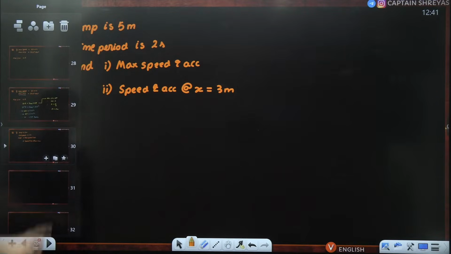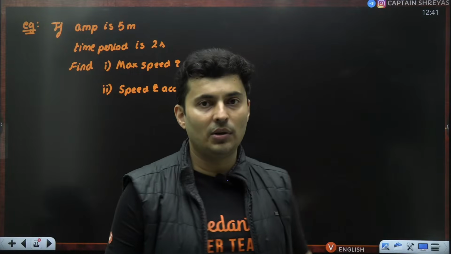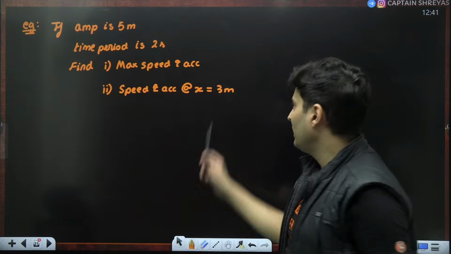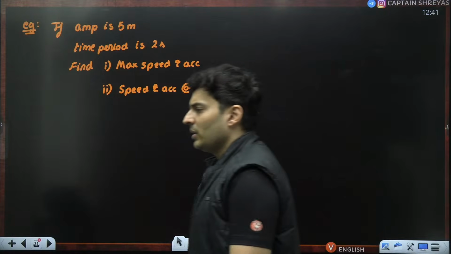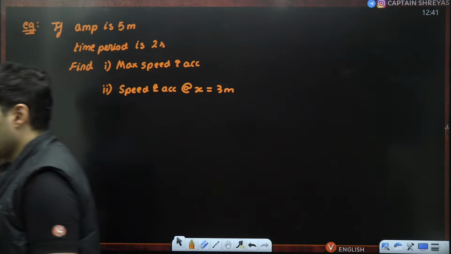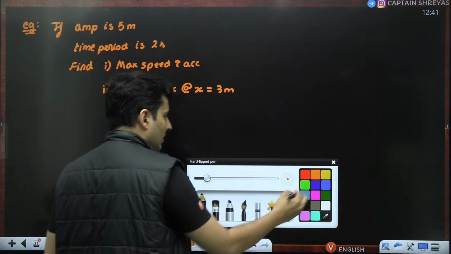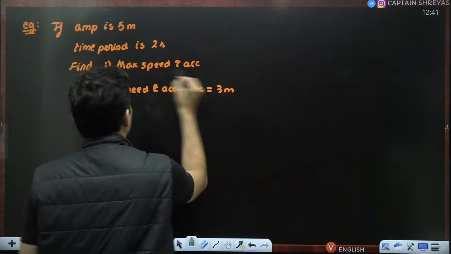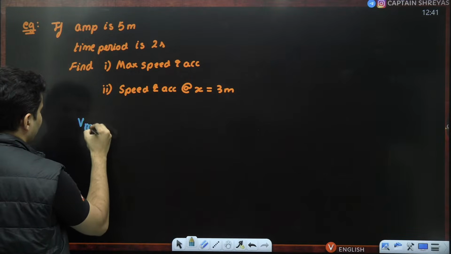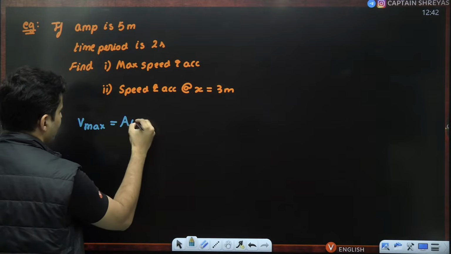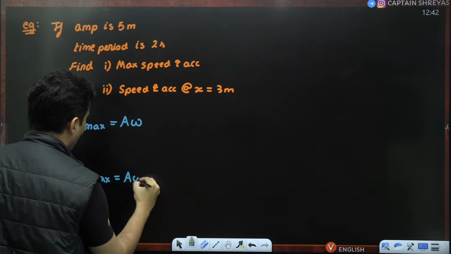Two kinds of questions. Find the maximum speed and acceleration. Also find out what is the speed and acceleration when x is 3. Obviously 3 is somewhere in between, so it will not be exactly maximum nor minimum. Let's try to do this. Let's do the first problem. Maximum speed and acceleration has a direct formula. Maximum speed is A omega and maximum acceleration is A omega square.